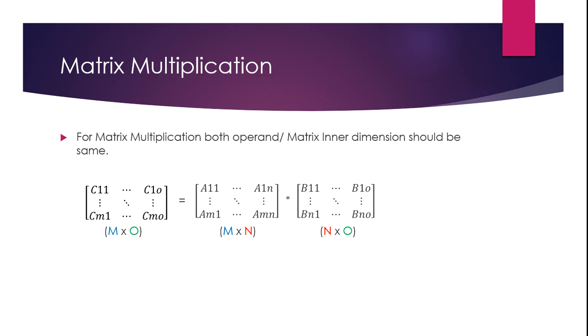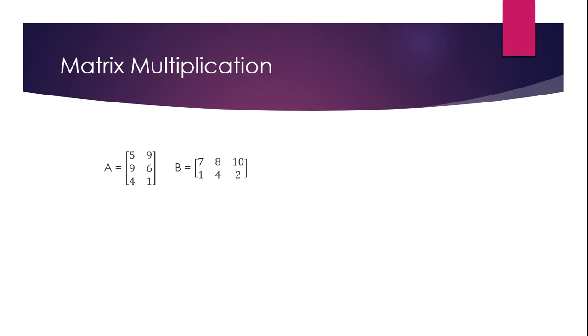M and o decide the size of matrix C. So here the size of matrix C is m cross o, where m is the number of rows of matrix A, and o is the number of columns of matrix B. Let's now see how this calculation is done in MATLAB in matrix multiplication.